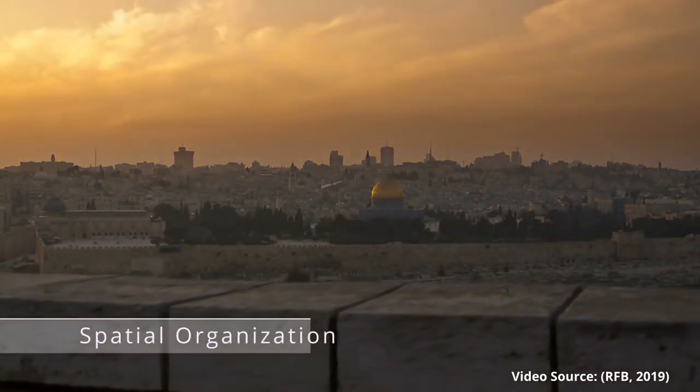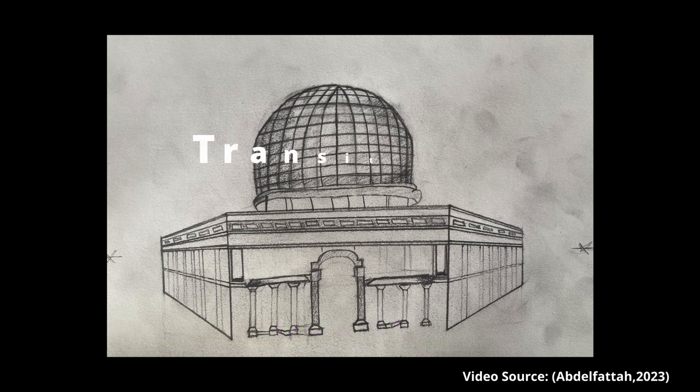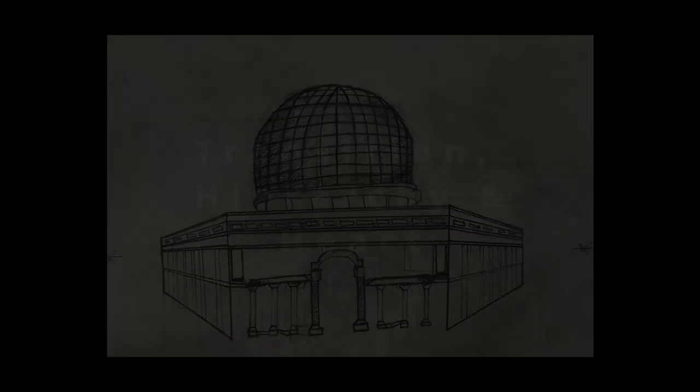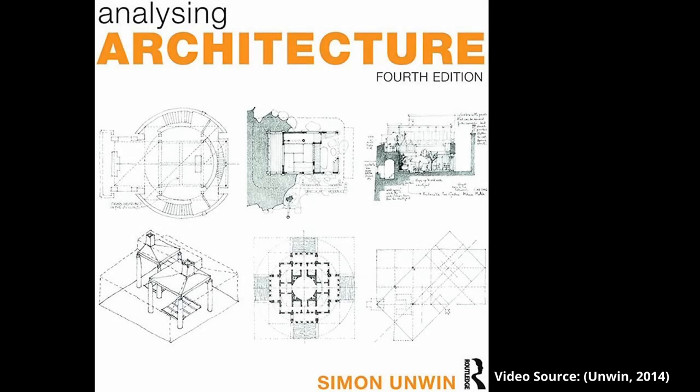The spatial organization. An interesting method of analyzing buildings in terms of spatial organization is the transition, hierarchy, and heart, which analyzes spaces based on these three elements. This is the analysis method discussed by Simon Unwin in his book Analyzing Architecture.